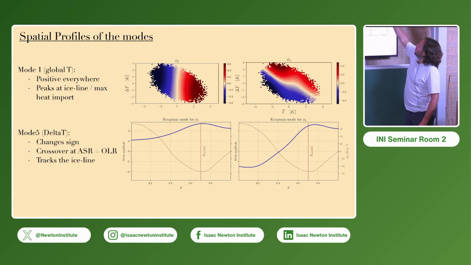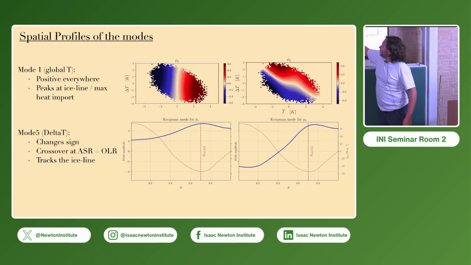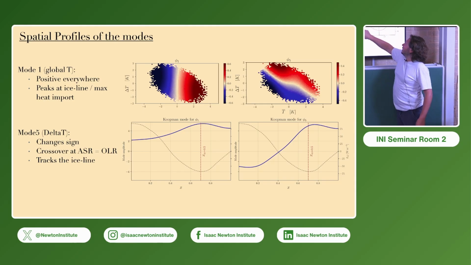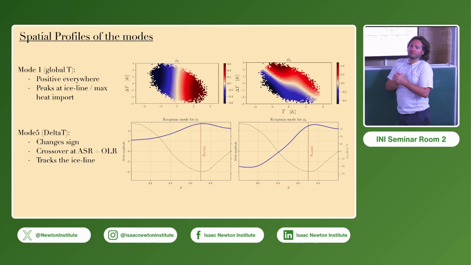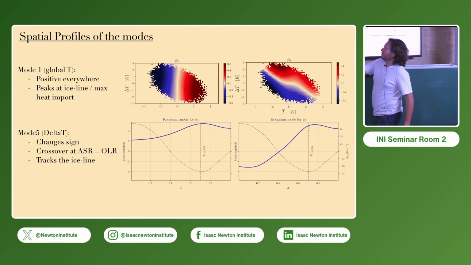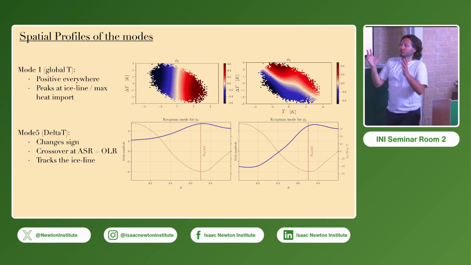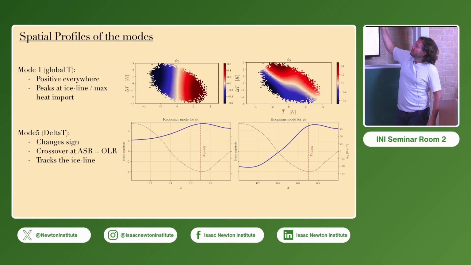And then the fifth mode, the second physical mode, has a Koopman mode that basically changes sign from negative to positive. And where it changes sign, it's exactly in a region where the derivative of the heat flux, so the imbalance of the radiative budget, where absorbed radiation and emitted radiation are equal. So you can see it here, and then it kind of tracks the ice line. So from just a Koopman analysis, you can get a lot of physical results on the model.